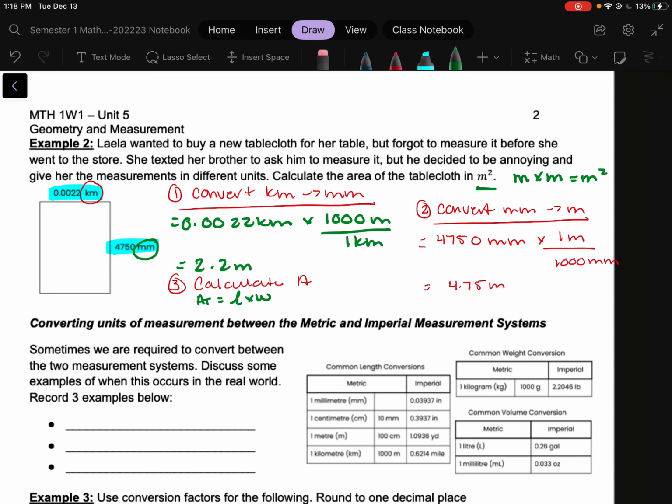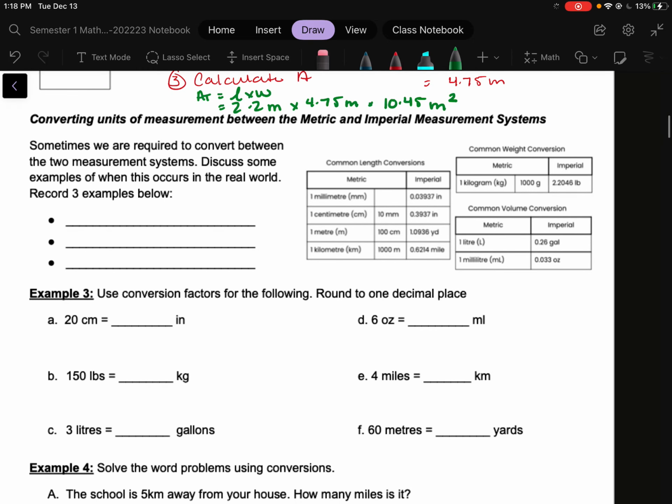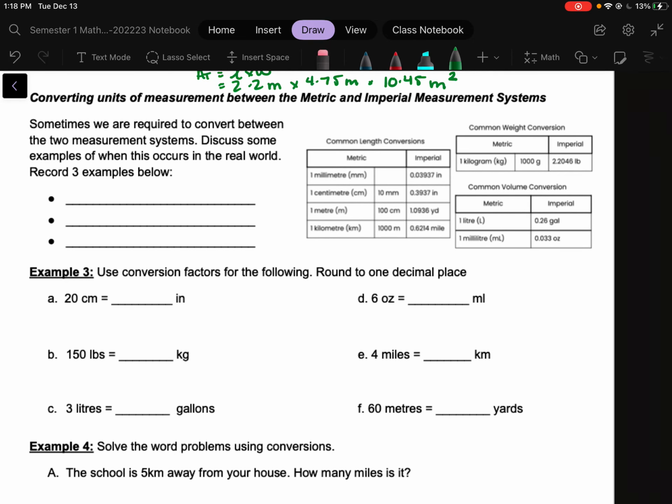Area. So area of total is equal to length times width, which is equal to our 2 units, 2.2 meters times 4.75 meters, which is going to give us 10.45 meters squared. Do not forget that squared. So therefore, that is your total.